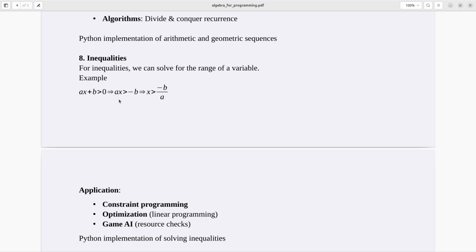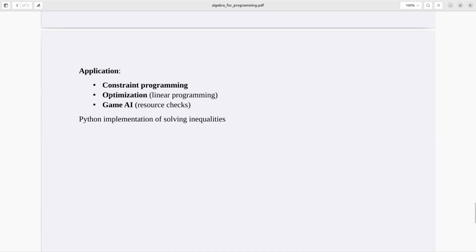And how can we apply inequalities in programming? We can use them in constraint programming. We can use them in optimization such as linear programming process. And we can also solve inequalities in game AI to help us do the resource checks. And let's see how we can implement the solving of inequalities in Python.